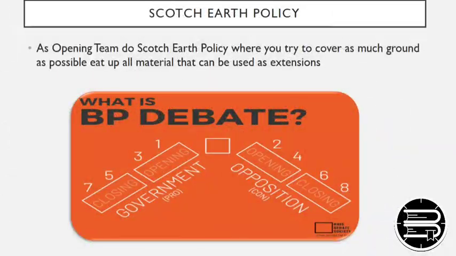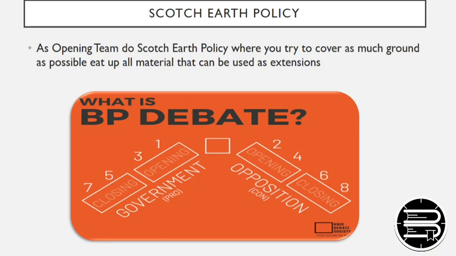Then we go to what we call the Scorched Earth policy. This is where you are the opening team. With the Scorched Earth policy, you are trying to cover as much ground as possible, eating up all the material that could be used in the extension. You are trying to predict what the other side is going to say, and you lay out most of the points so that they do not have any points to extend. That's a very key aspect that you can use in debate.